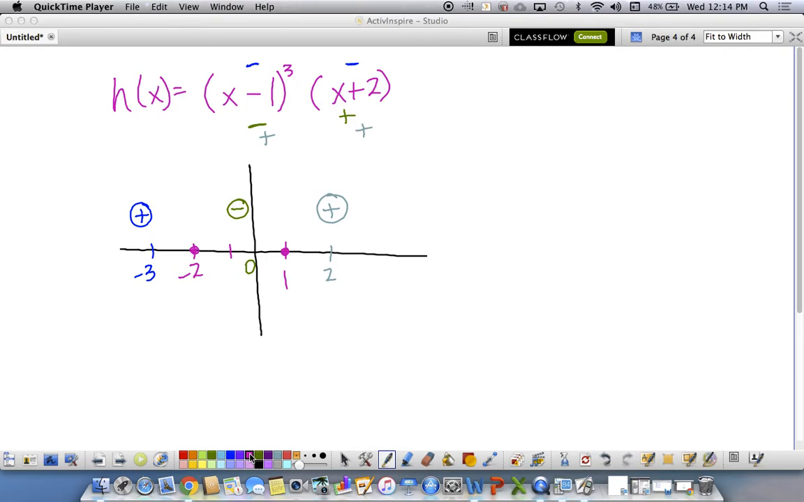Only your even degree functions will stop and turn back to the same direction. Okay? Cubic functions will not. They will keep going. So we start positive, go through our 0 to be negative, go back through our 0 to be positive. It looks something like a parabola-ish. It's going to keep going. Okay? All right, so let's look at the one in your book.